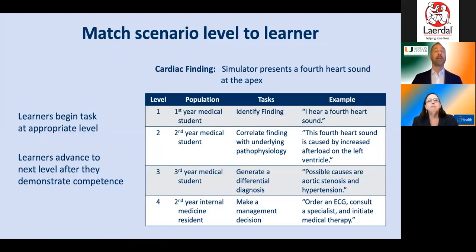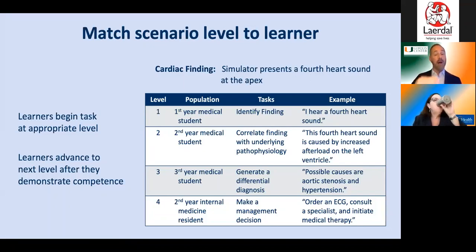Of course, it's important that we match the simulator use to the learner's level. Just because Harvey can simulate some very complex congenital cardiac abnormalities does not mean that that would be appropriate for, say, a first-year medical student. So in fact, in a very deliberate fashion, we have mapped out what our expectations are, even related to the same finding. In this little example I show you here, you can take just a fourth heart sound as a common cardiac acoustic event. For first-year medical students, we would only expect that they identify that. I can hear that fourth heart sound. I know that that's a fourth heart sound.